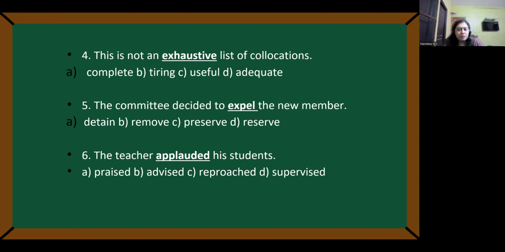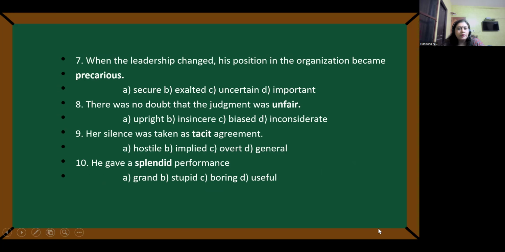Expel means to remove. Obviously, the synonym is option B, remove. The teacher applauded his students. Applauded means to appreciate. So the synonym of applaud would be option A, praise. When the leadership changed, his position in the organization was precarious. Precarious means uncertain. Option C, uncertain.